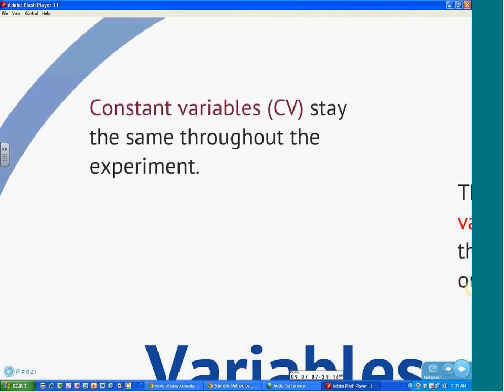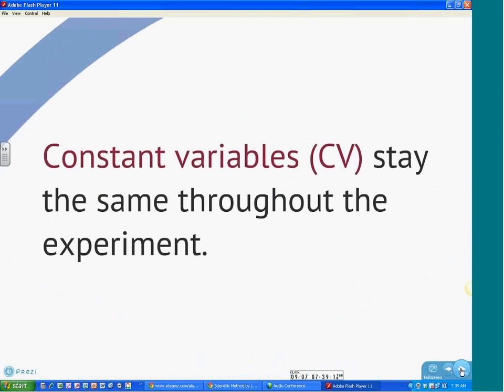And then finally, we've got the constant variables. These are the things that we don't want to change no matter how we do the experiment. That way, later on, we know that our results are based upon how much light the plant got, not on how much water it got or how much fertilizer it got. These things all have to be the same no matter what plant we're testing throughout the whole experiment. They're constant.